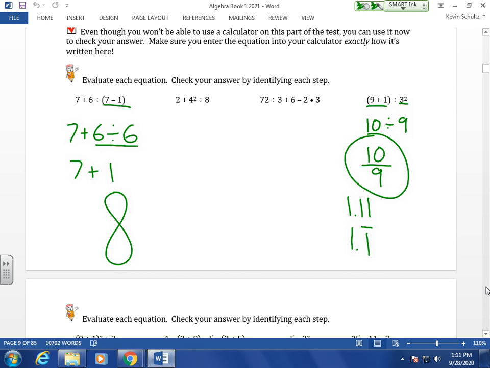Luke. If you do 1.11, that'd be the same thing. Okay, yeah. I didn't know if 1.11 repeating would be the same thing as, okay.